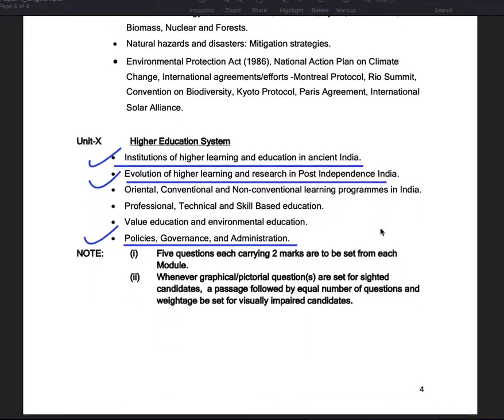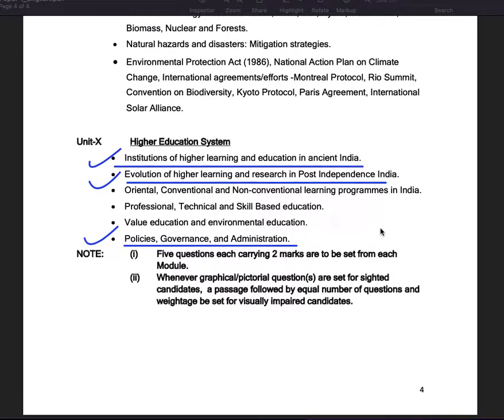And the last unit is the higher education system. You have to study how the system of education in India has changed over time, and what the current scene is now. For the higher education part, you have to be reading newspapers also. You do not know when they will give something from current affairs. So it is very essential that you keep up to date with all the information about whatever is happening in our education system.